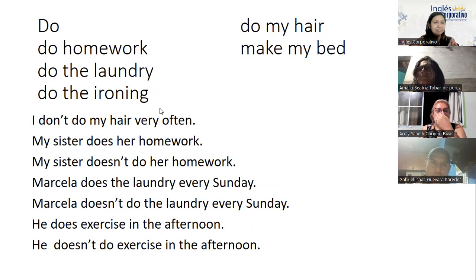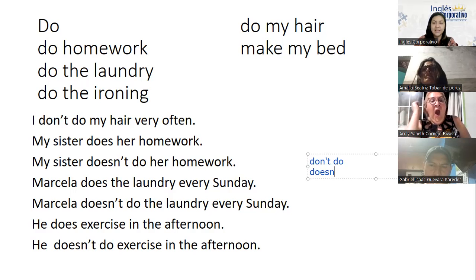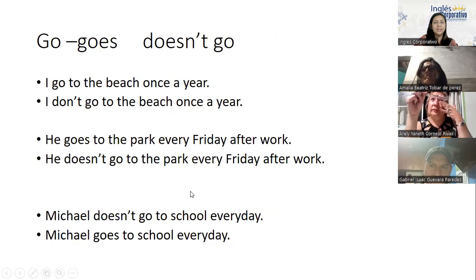I don't do my hair very often. My sister does her homework. My sister doesn't do her homework. She's lazy. Marcela does the laundry every Sunday. He does exercise in the afternoon. Examples: we do, we don't; it does and doesn't. Doesn't do. Okay, that is the negative form. Don't do, and doesn't do in the third person. Okay, guys, so I hope that you can make more examples with do and make. I will send you this so that you can make your exercises.